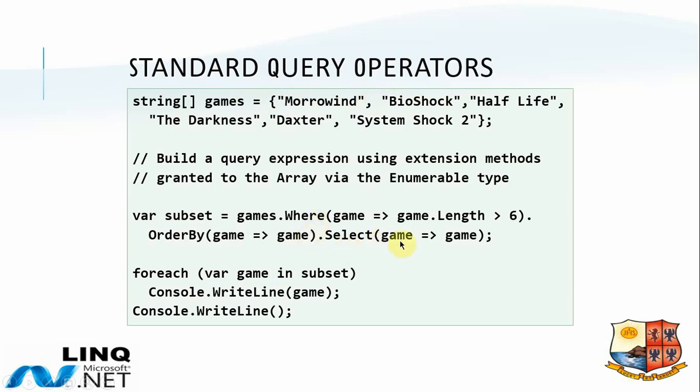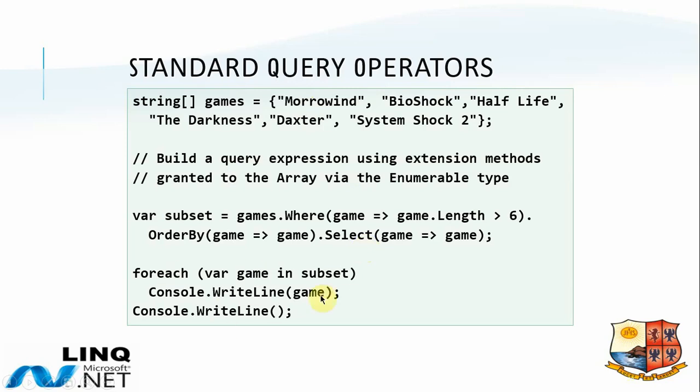And then finally you say select everything, which means it will print all the games here which have a name length of more than 6. Also there should be ascending order. That's what we have mentioned, and then we are printing the subset out.